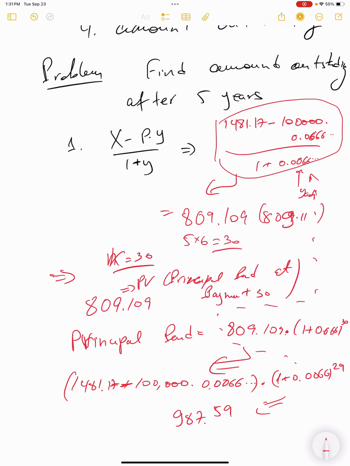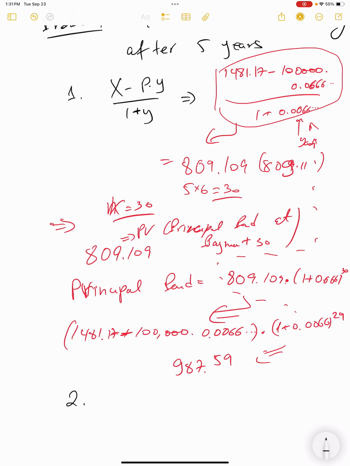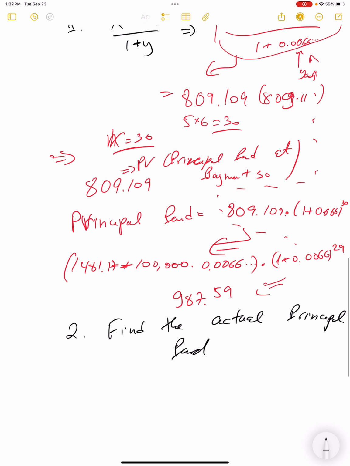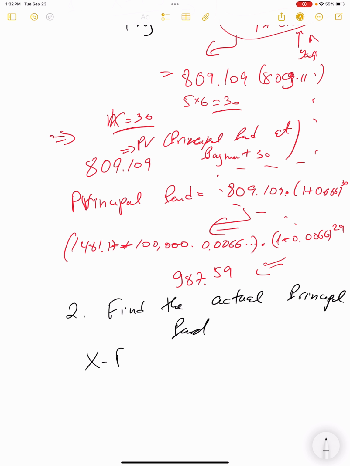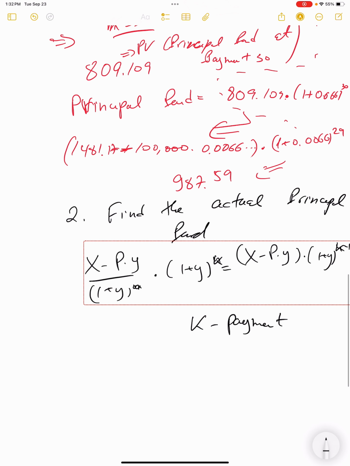So first, the first thing is to find the present value of the principal paid. The second, what we did here, right? Find the actual principal paid. And how did I do it? I took my present value times 1 plus y to the power of n, which equals x minus p times y times 1 plus y to the power of k minus 1, where k is my payment. Okay? The concept is very simple. You have the present value, and then you push it forward to the search payment, and you find how much principal is paid.